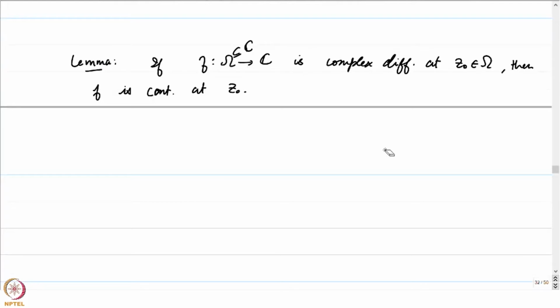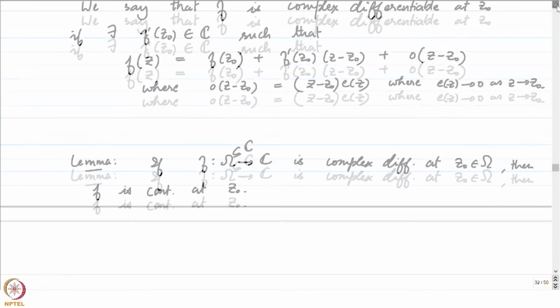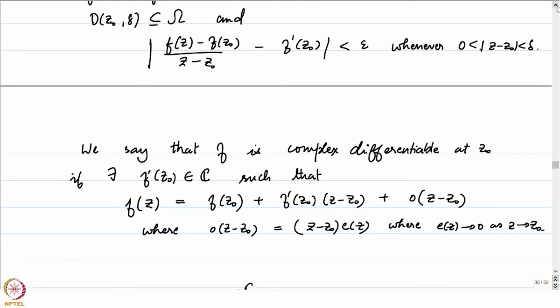The proof is immediate because if you write down the approximate linearization here, what do we have? We have f of z minus f of z naught is f prime of z naught times z minus z naught plus o of z minus z naught, and we know that as z goes to z naught, o of z minus z naught goes to 0. And f prime of z naught is fixed, therefore f of z minus f of z naught goes to 0 as z goes to z naught, and therefore f has to be continuous at z naught.